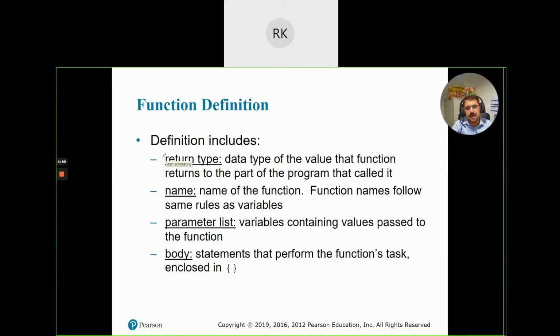A return type is the output. Every function has a name, every function has a parameter list, which is what it needs to use it, and its body. I think I already explained this in the previous lecture. So these four things: return type, name, parameter list, body. If you want to define a function, you will have to use these.